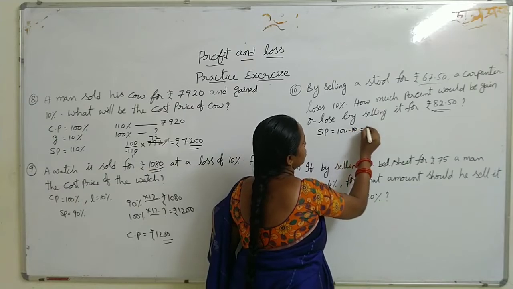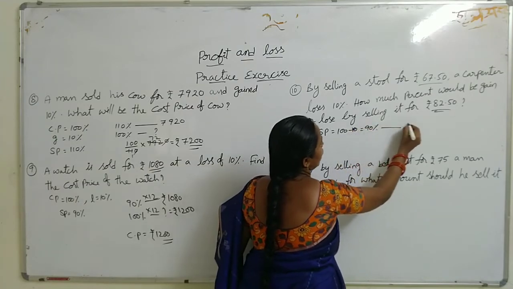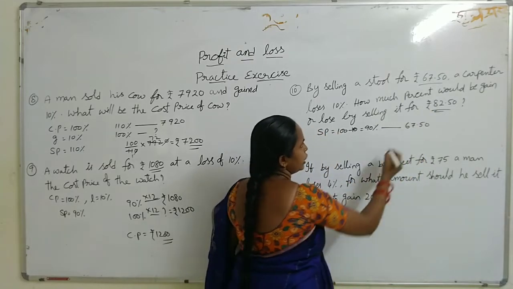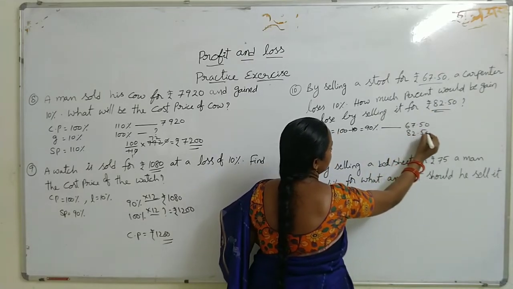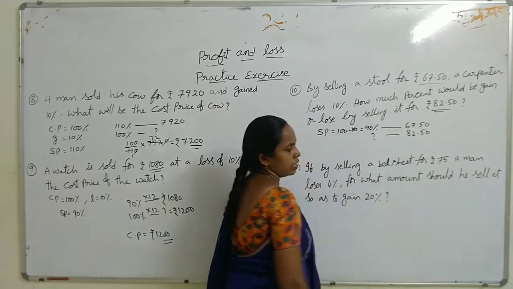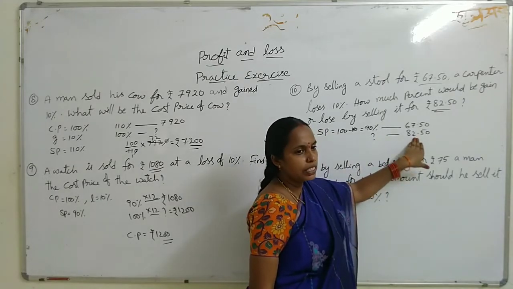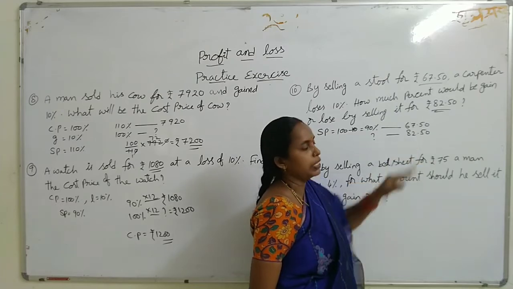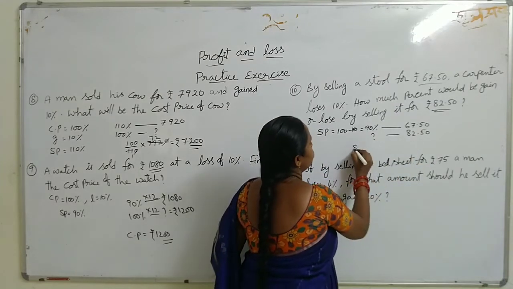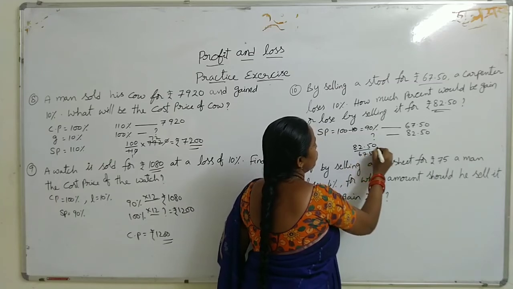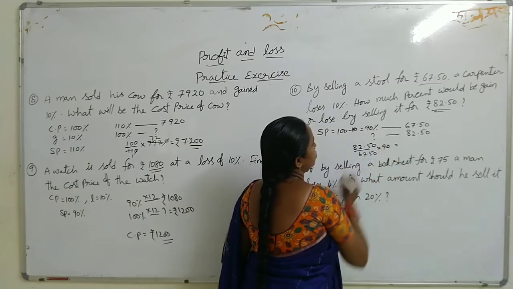That is 90%. 90% value is 67 rupees 50 paise. When sold at 82 rupees 50 paise, how much gain or loss? So first we have to find out the percentage value of 82 rupees 50 paise. So that is 82.50 by 67.50 into 90.